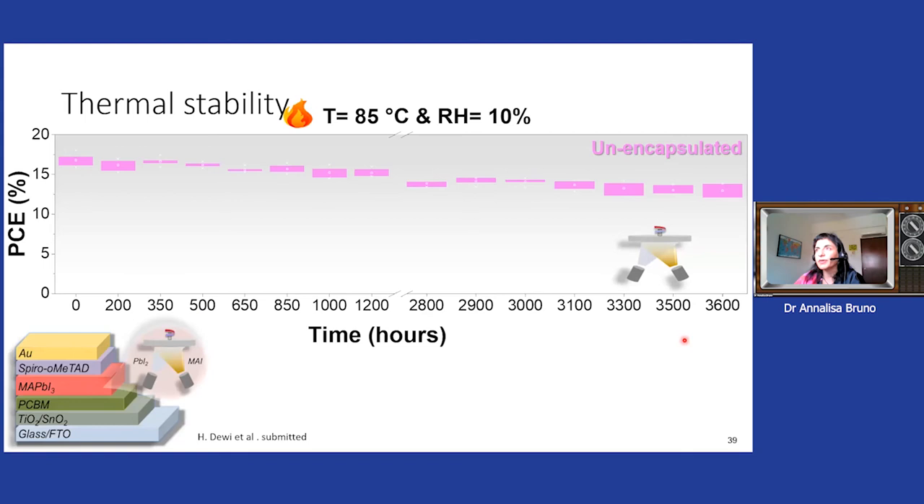Another aspect that we also investigated is the thermal stability, because as you can imagine, when a solar cell is under the sun, the internal temperature can rise significantly. It's usually estimated they can reach at least 85 degrees. So we studied the thermal stability of these devices at 85 degrees, showing that also in this case, these devices constructed by thermal evaporation can guarantee a very long-term stability. This is 3600 hours, which means over 5 months of continuous baking at 85 degrees.